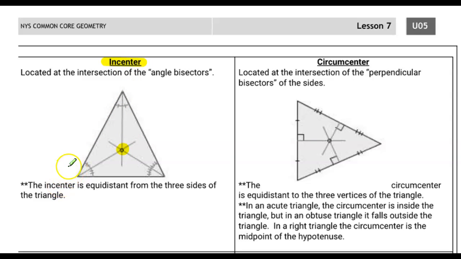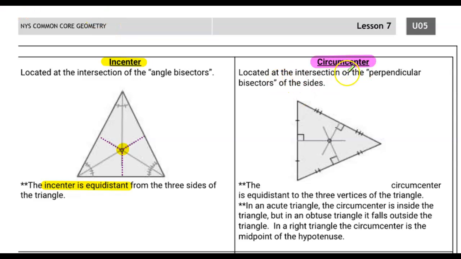One piece of information that you must know about the incenter is that the incenter is equidistant, the same distance away, from the three sides of the triangle. So in other words, any line that you draw from the incenter to the opposite side of the triangle, all of these lines are going to be the same distance. Equidistant means same distance.